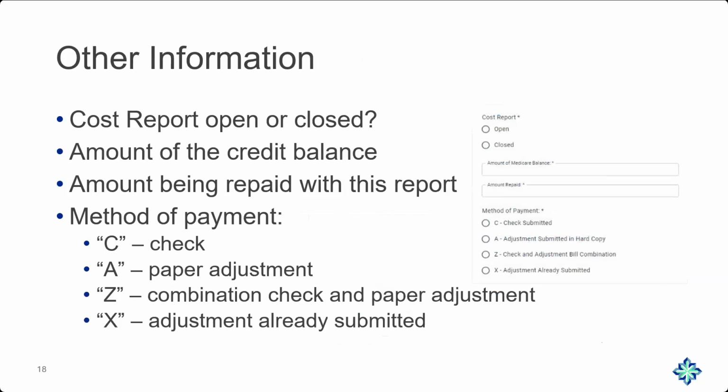And if you're familiar with the paper 838, this is a column on the form where you're actually adding these letters to tell us how you intend to repay that money by submitting the report. So C is for check. A is for a paper adjustment, and you would attach that to your submission. Z is for a combination of check and hard copy adjustment, or X if the adjustment bill's already been submitted, either electronically or hard copy.